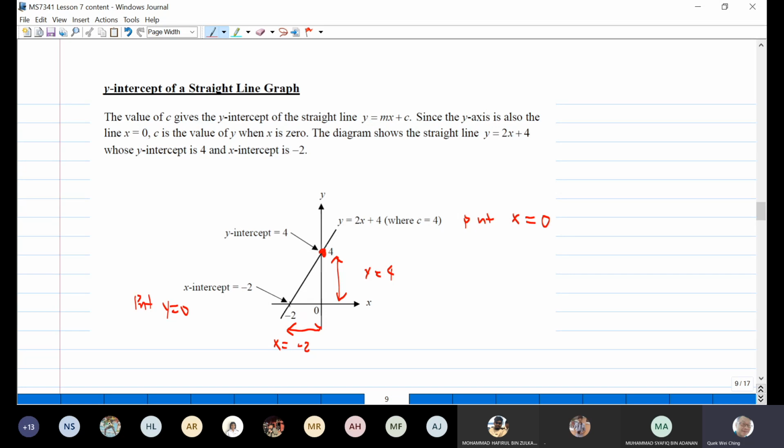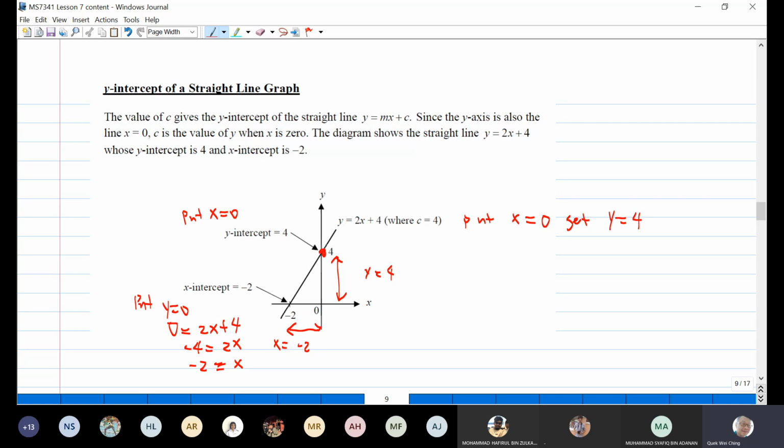Okay, to find the y-intercept, put x equal to 0. Okay, you get the y-intercept. For the x-intercept, you put y equal to 0. Then you get 0 is equal to 2x plus 4. Just now for the y-intercept, you put x equal to 0, then y equal to 4, right? Whereas this one, put y equal to 0, then you get -4 equal to 2x here. Divide by 2 now, x equal to -2.